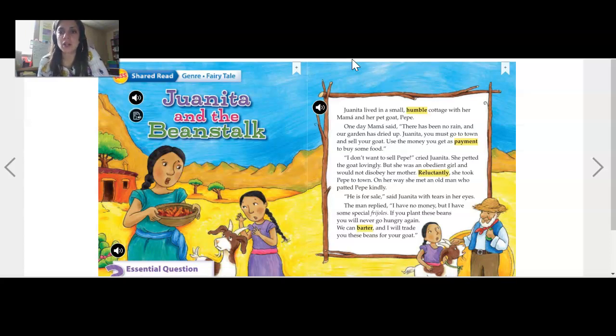Juanita lived in a small, humble cottage with her mama and her pet goat, Pepe. One day, Mama said, "There has been no rain and our garden is dried up. Juanita, you must go to town and sell your goat. Use the money you get as payment to buy some food."